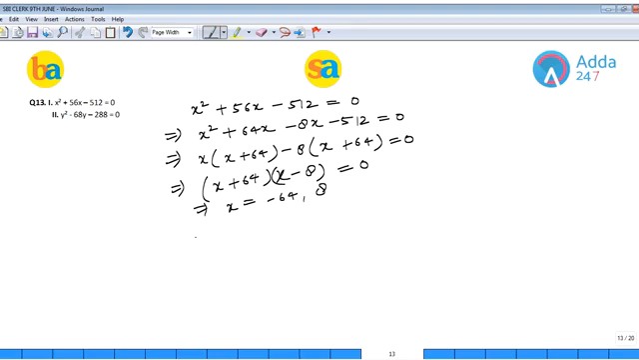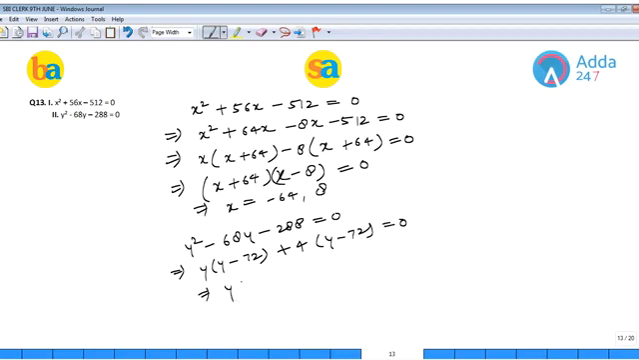And the second equation is y square minus 68y minus 288 is equal to 0. This implies y(y minus 72) plus 4(y minus 72) is equal to 0. This implies (y minus 72)(y plus 4) is equal to 0. This implies y is equal to minus 4 comma 72. So here also we can see that no relation can be established.